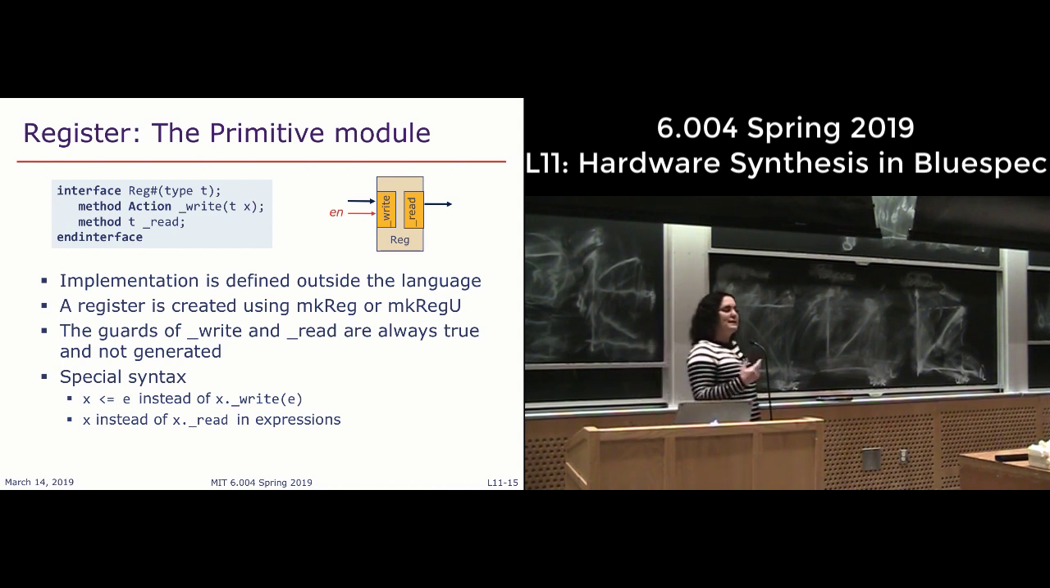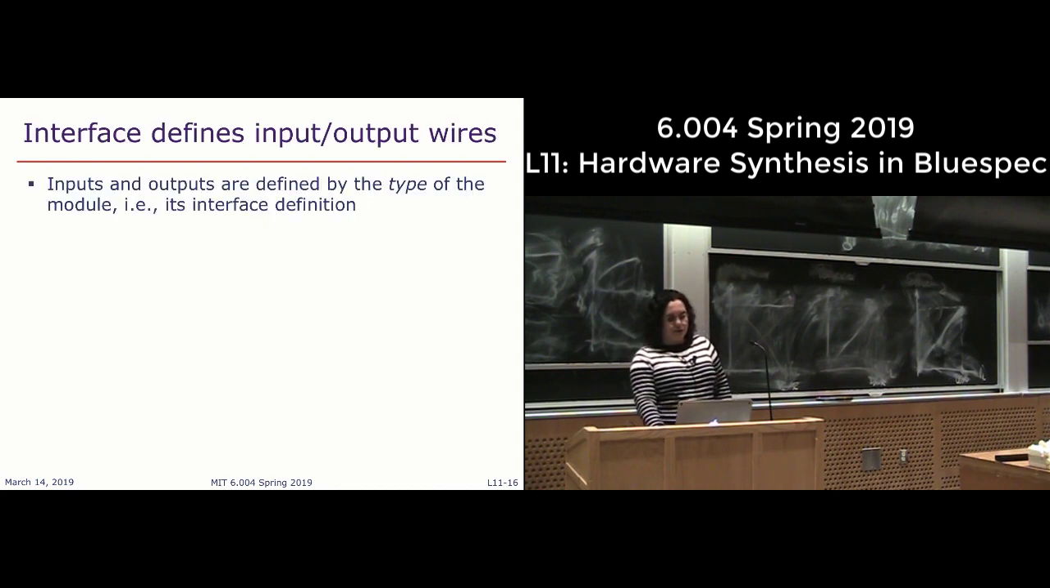In addition, because the register is our primitive module and we use it so much, we actually have special syntax for specifying when we're doing reads and writes, and we've seen this already, which is that we use this double arrow to indicate that we're doing a write to a register. So x double arrow e is equivalent to saying x.write(e), and you can just say x instead of saying x.read. And so we'll always be using the shorthand notation of accessing the methods of these registers.